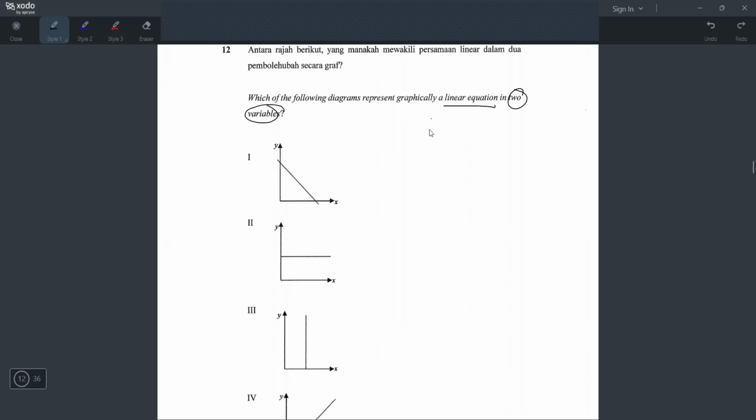So I'm just going to give you an example here. 2x plus 3y equals 7. So this is what we call a linear equation in two variables. Can you see? It's linear because the highest power is 1, and then it has two variables, x and y, right? So this is how you do it.